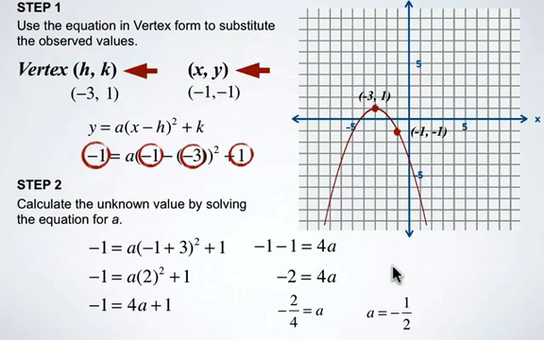Now this seems to make sense. It's negative, therefore it's facing down, as we can see here. So the negative makes sense. This is a half, which is smaller than 1, which will make the parabola look like it's a wider u. And this does look like it is a wider u than y equals x squared. So this a value seems to make sense.